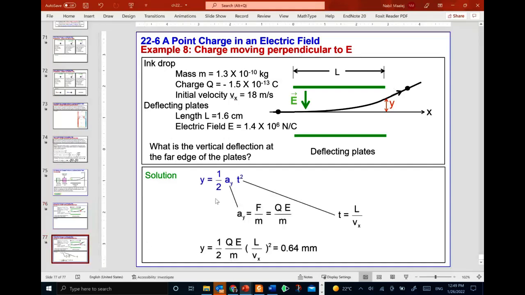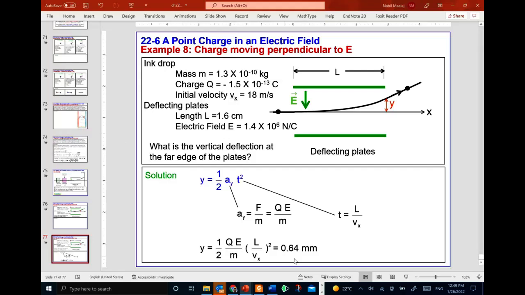So for the equation of motion in the y direction, we're assuming zero initial velocity. The mass is m, the charge q of the drop is minus 1.5 times 10 to the minus 13. It has initial velocity in the x direction, but there is no initial velocity in the y direction. Vy initial is zero. The length is 1.6 centimeters. The electric field is 1.4 times 10 to the power 6.